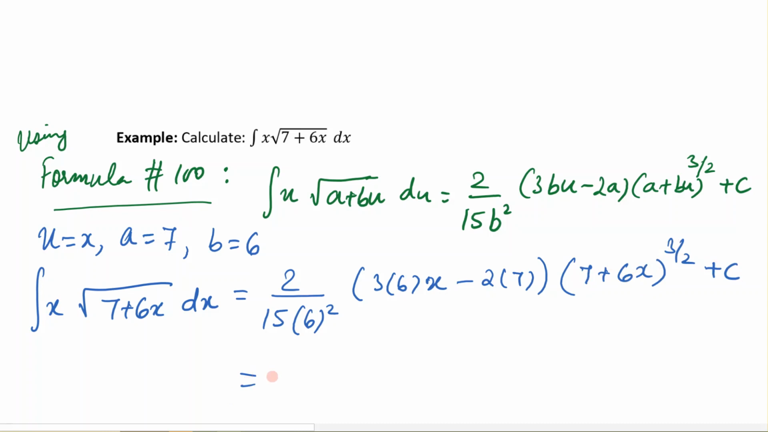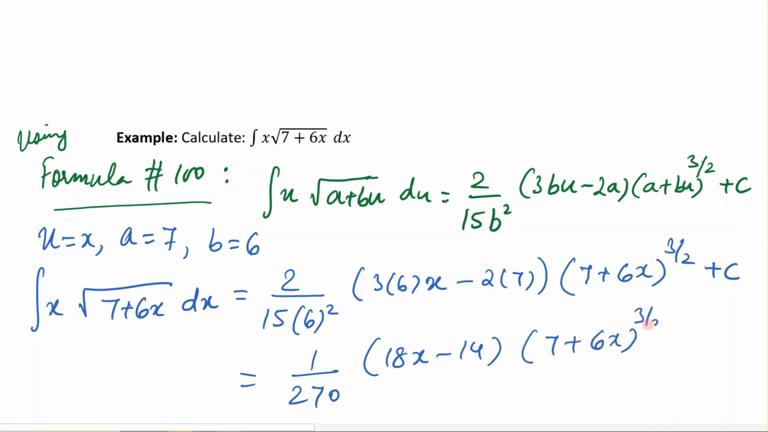When we solve this and simplify it, the 2 gets cancelled. So we get 1 over 270 times 18x minus 14, times 7 plus 6x raised to the power 3 by 2, plus c. So that's how we use the table of integration, the formulas from the table, to solve our integrals.